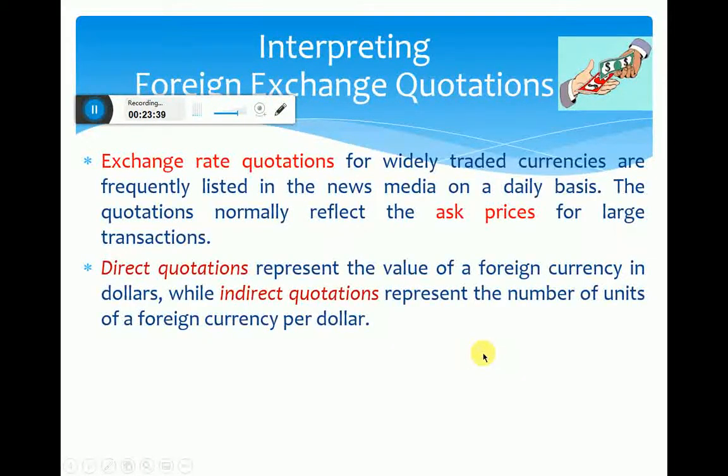Next, we have exchange rate quotations. There can be two types of quotations: direct quotation and indirect quotation. Exchange rate quotations for widely traded currencies are frequently listed in the news media on a daily basis. The quotations normally reflect the ask price for large transactions. So if you visit the website of Da Afghanistan Bank, the central bank of Afghanistan, you will see there are a few currencies whose ask rate and bid rates are mentioned.